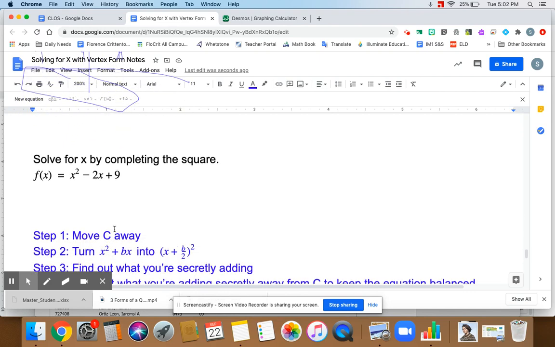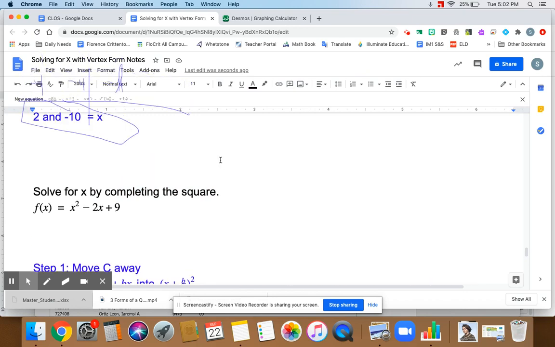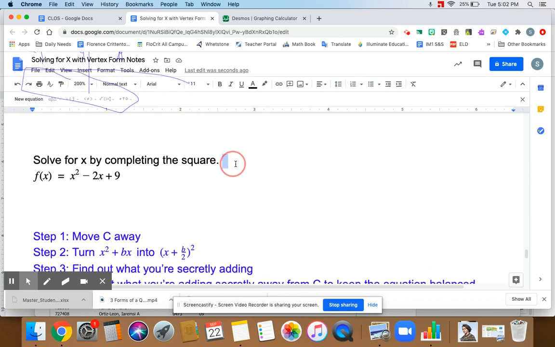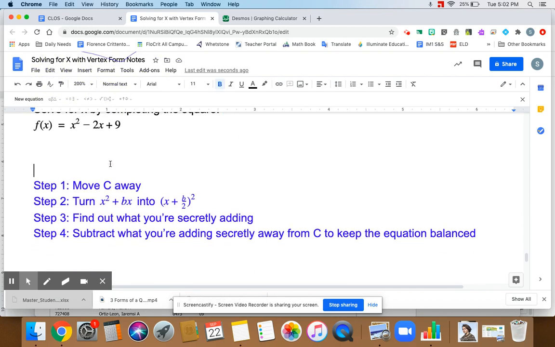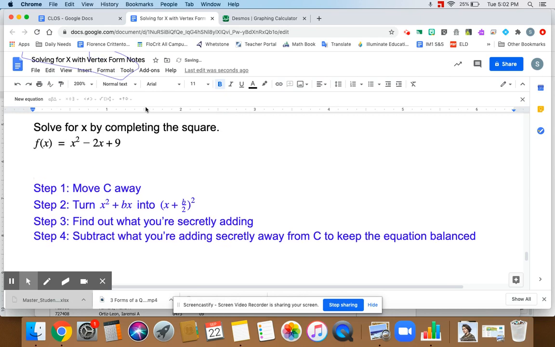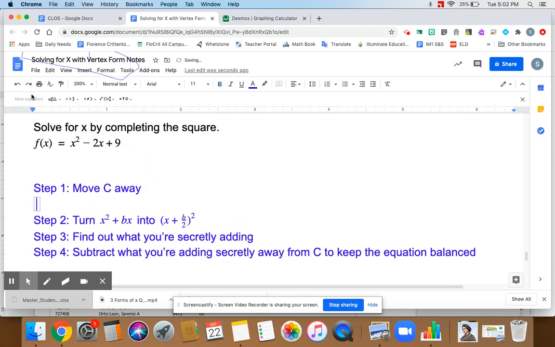All right, this one says solve for x by completing the square. So you don't have to do the radicals, because it doesn't tell you to, so we can use decimals, we can use the calculator. These are the steps for completing the square. So let's do it. So first of all, we're going to move C away.